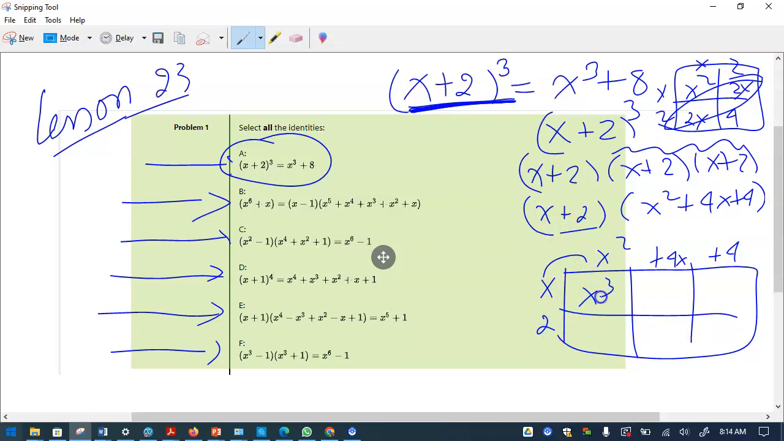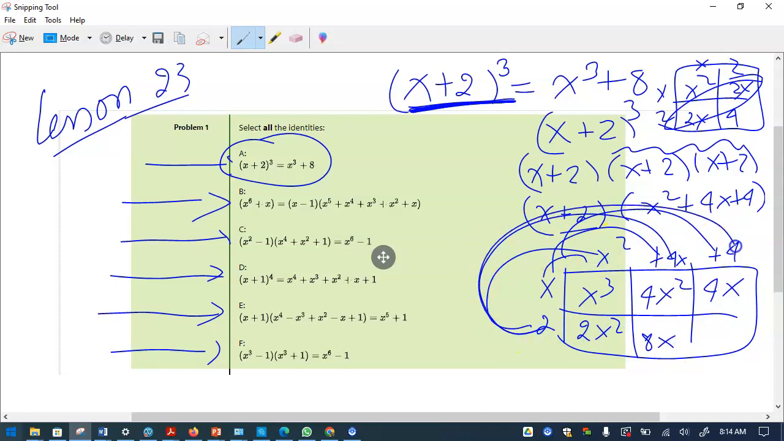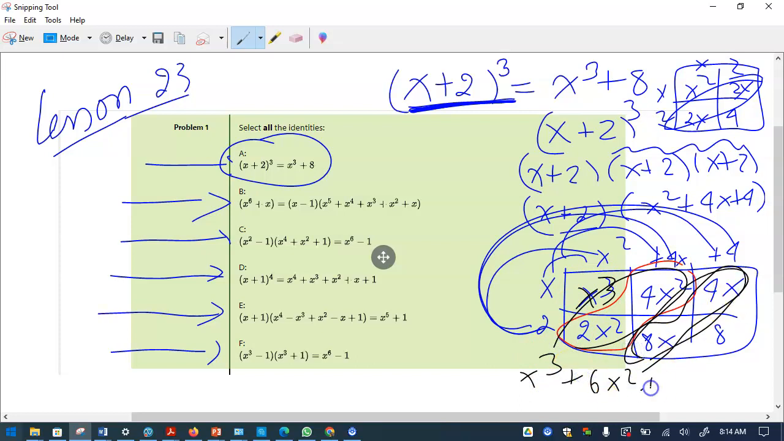X times x is x cubed, x times this is 4x squared, and x times this will be 4x. And again 2 times this is 2x squared, 2 times this is 8x, and 2 times this is 8. Then combine them. The x cubed stays the same, this together is 6x squared, plus 12x, and the number by itself. So this is not the same. See this part? This is not the same. So this is no.